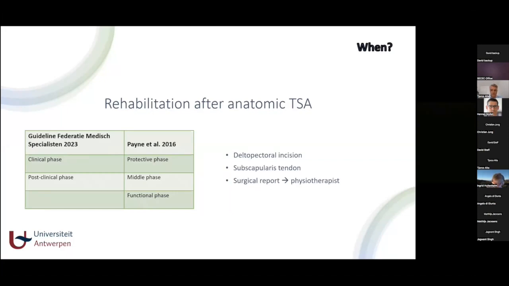Another interesting study from Payne et al. from 2016 distinguishes three different phases: the protective, middle, and functional phase. When placing an anatomic total shoulder arthroplasty in Belgium and the Netherlands, usually a deltopectoral incision is used. To gain insight in the joint, the subscapularis tendon is cut and reattached before closing. Due to this reattachment, it is extremely necessary that the surgical report is shared with all healthcare providers. And due to this attachment, some movement should be avoided.